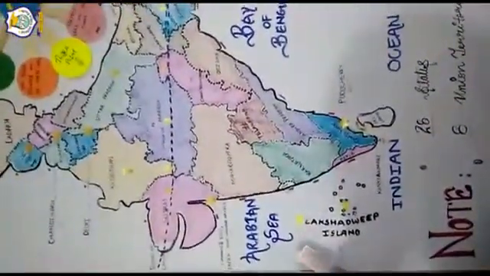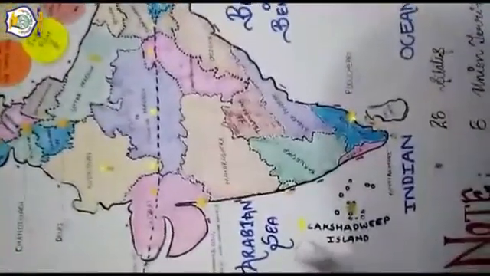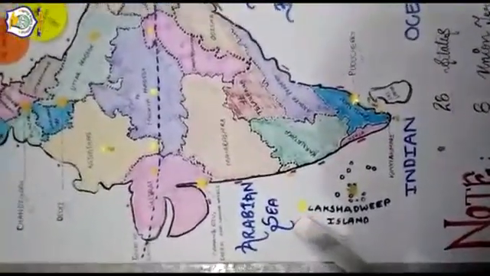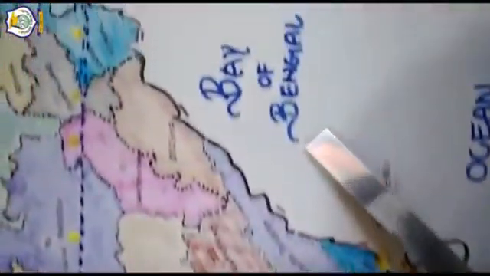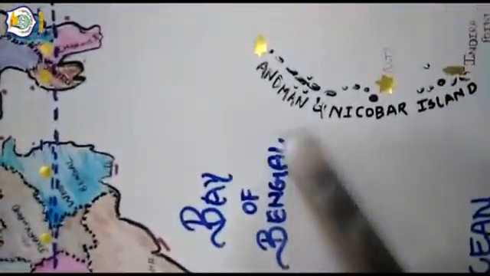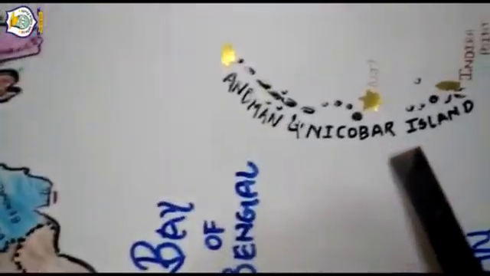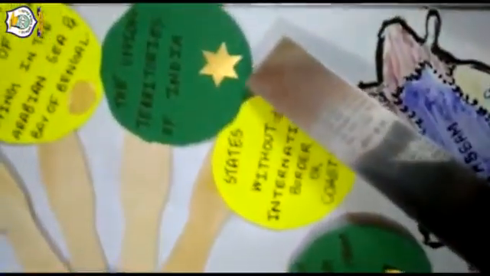So first see the western part of India, the Arabian Sea. So here Lakshadweep Island is there. You can see the symbol here, and in the eastern Bay of Bengal is where the Andaman and Nicobar Islands are there. Now next question, the Union Territories of India, which are marked by golden stars.